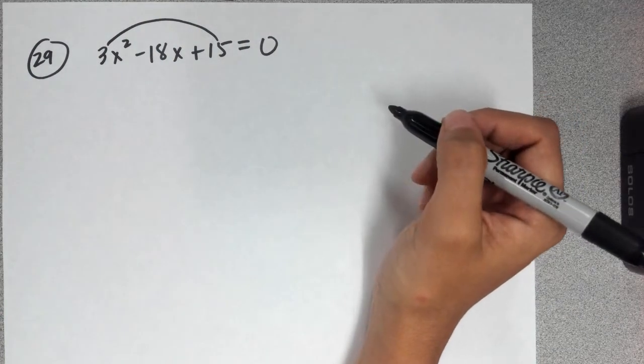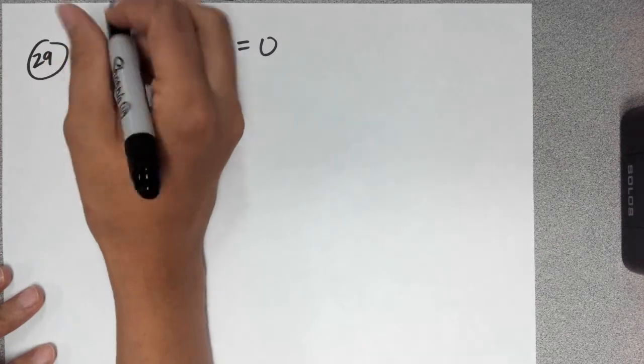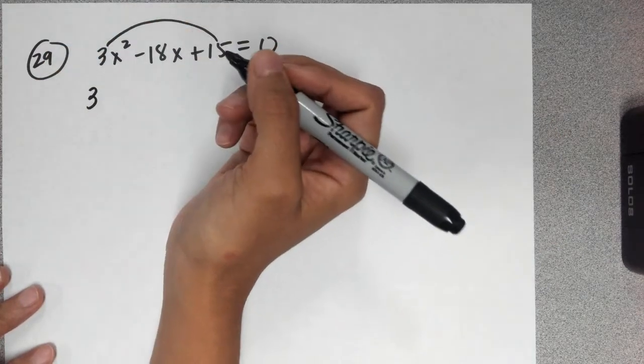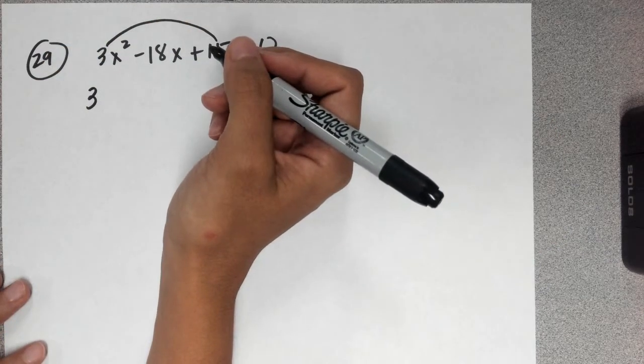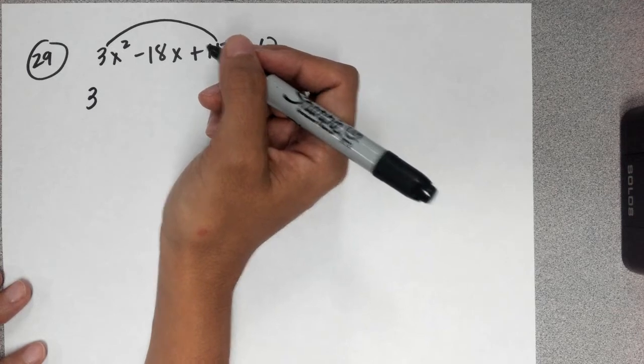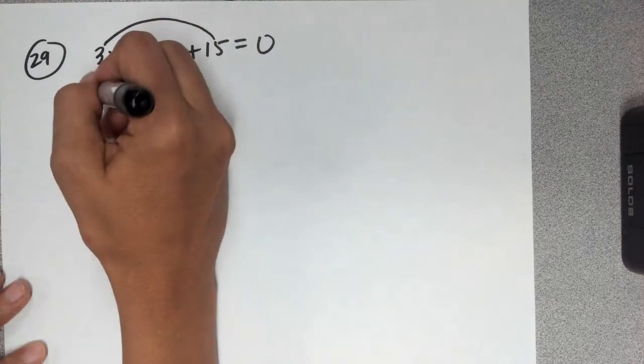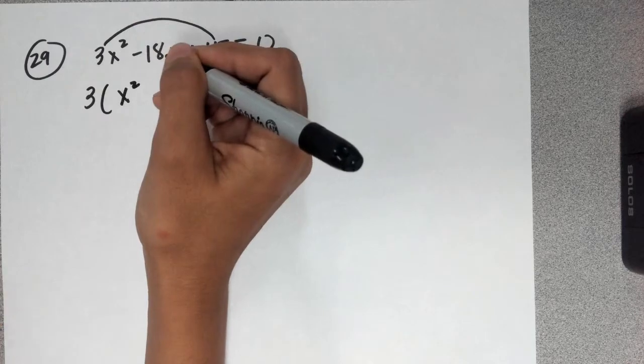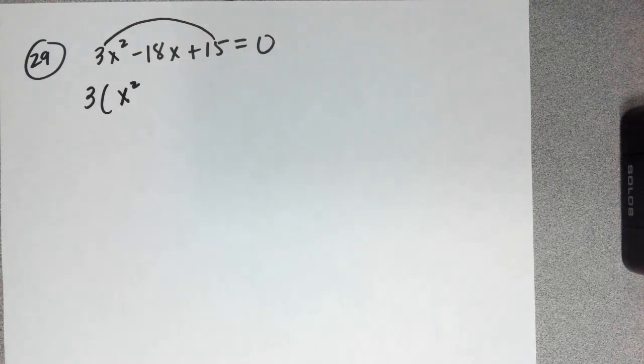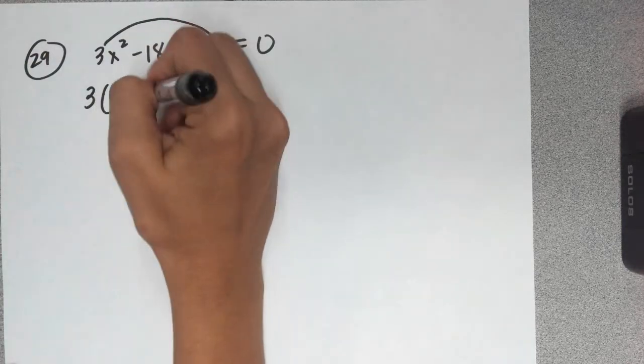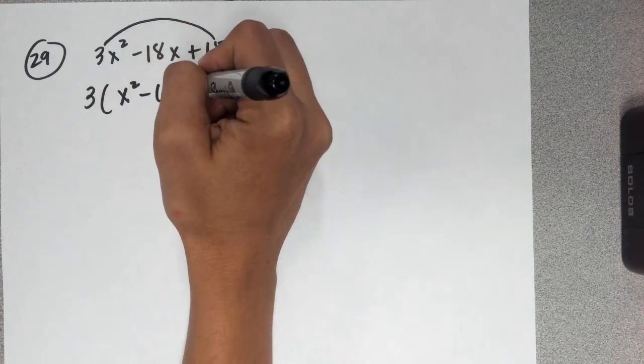So 15 times 3 is 45. Oh, you could probably factor out a 3. That's a good observation too. So let's do that. I want to make sure I do the other way too, because some of them you won't be able to factor it out. But yeah, we'll go ahead and factor out a 3. So then 18 divided by 3 is 6, and then 15 divided by 3 is 5.